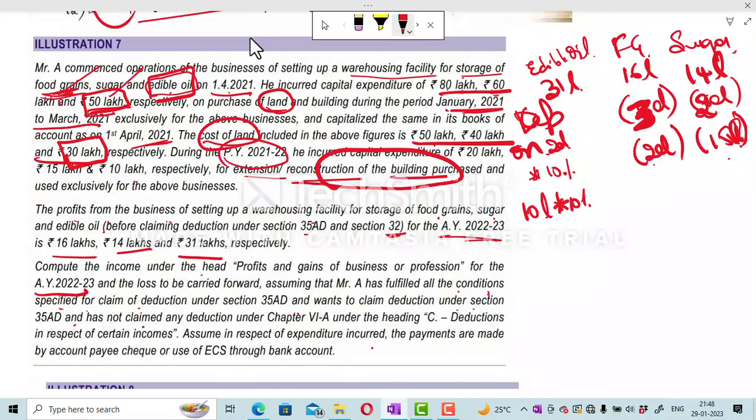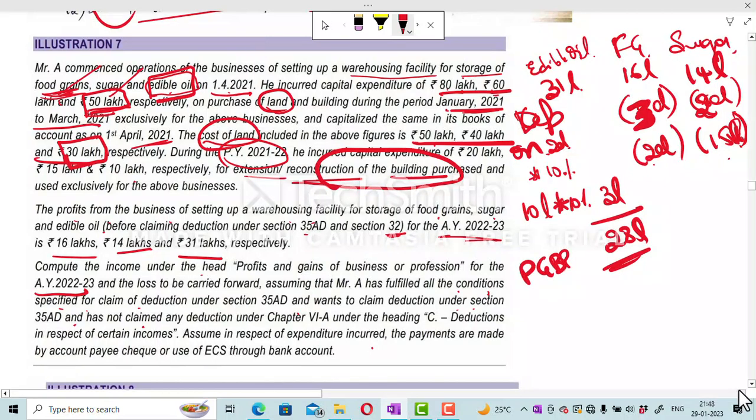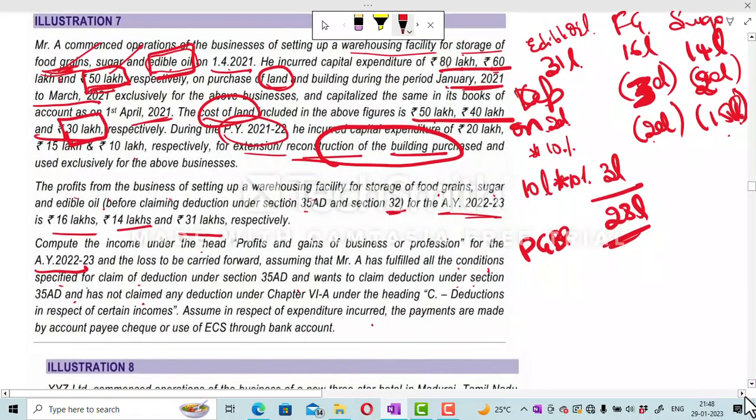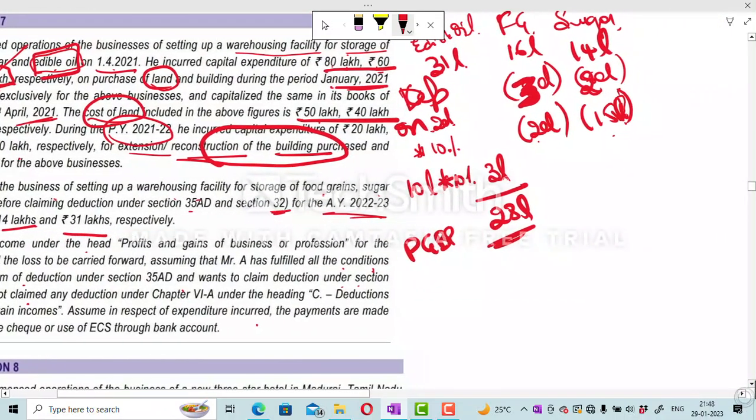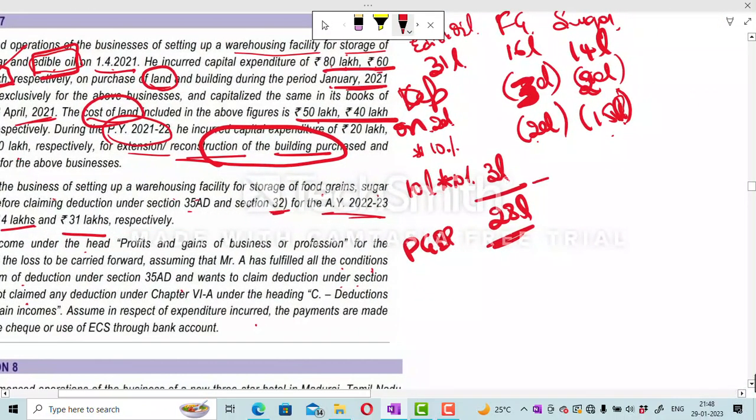And see, for 20 lakhs we have to calculate 10%. For 10 lakhs we have to calculate 10%, and gross total is 3 lakhs. So 28 lakh is the PGBP income, but we cannot take this income to set off the loss incurred by the specified business because it is not the specified business.